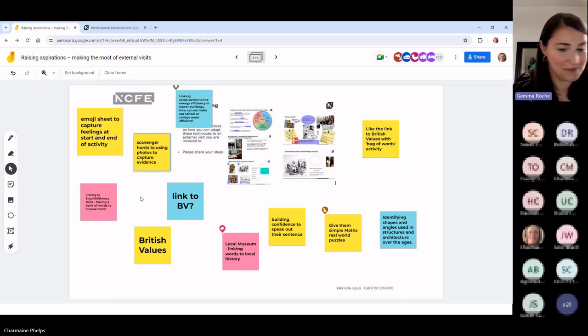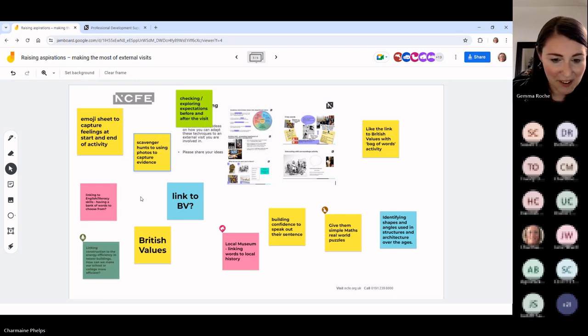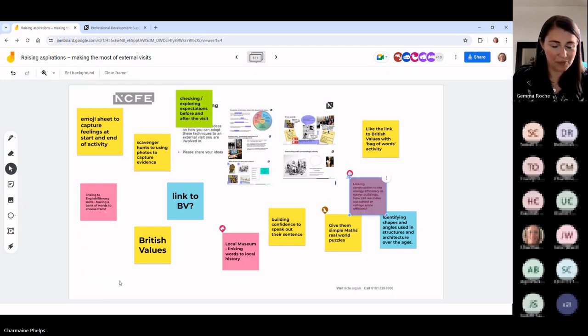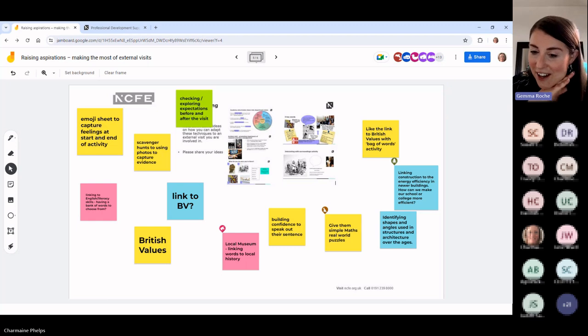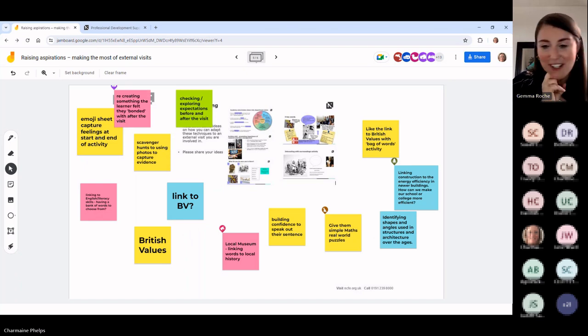Scavenger hunt, I like that one. Oh, that's a good idea. Link into construction with energy efficiency in newer buildings. How can we make our school or college more efficient? That's really interesting, actually. I never thought of that before.